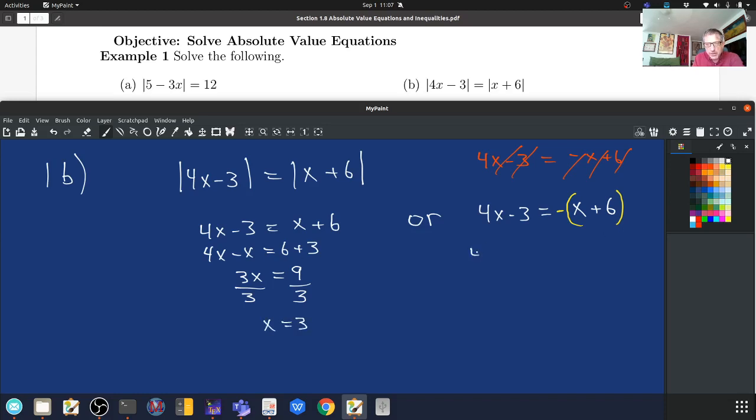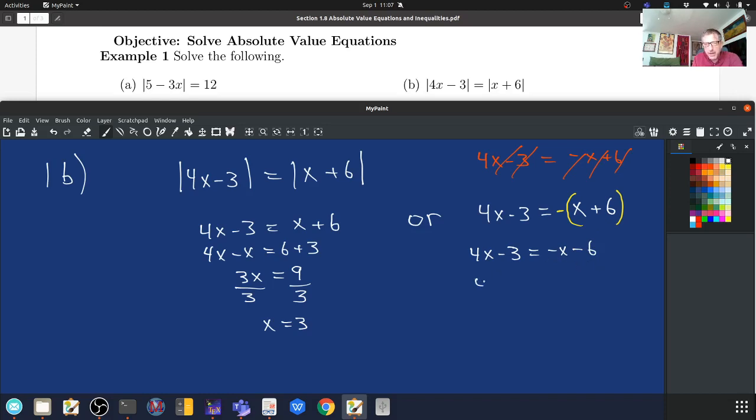Over here, we have to do distribution on the right-hand side first. This is the same as minus 1 times x plus 6. So minus 1 times x is minus x. Minus 1 times 6 is minus 6. That's the reason minus x plus 6 is wrong. It's really minus x minus 6.